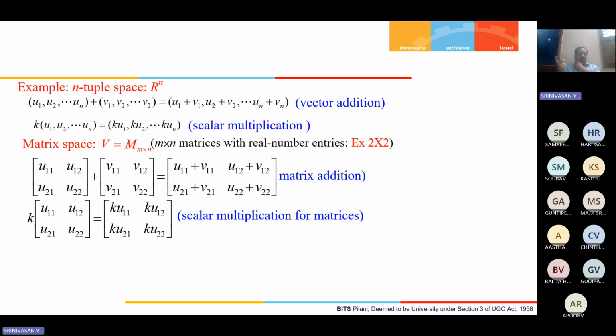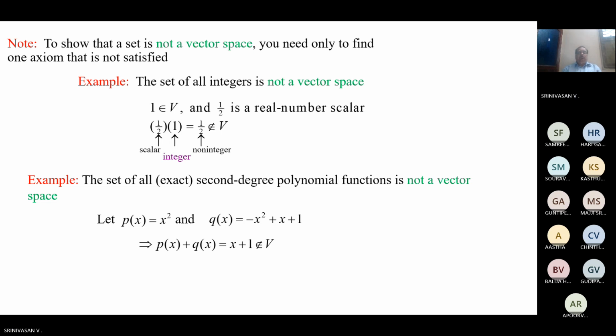Okay, matrix addition. Then scalar multiplication. Okay, scalar K, you have a 2 by 2 matrix with the entries U11, U12, U21, U22. It is nothing but a matrix having scalar multiples as its entries: K U11, K U12, K U21, K U22. So very simple. Now, to show that a set is not a vector space, you need only to find one axiom that is not satisfied.